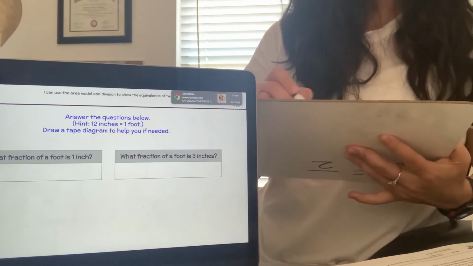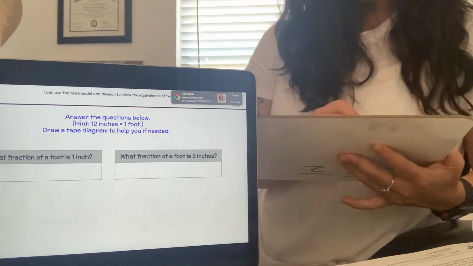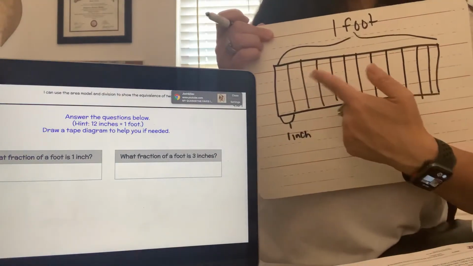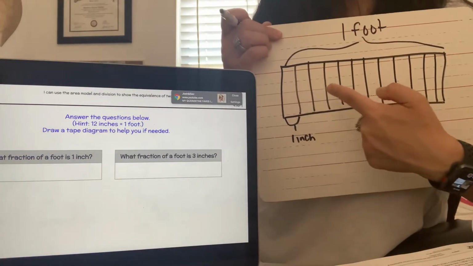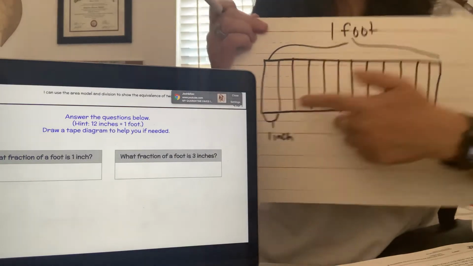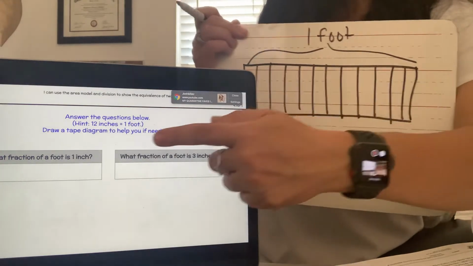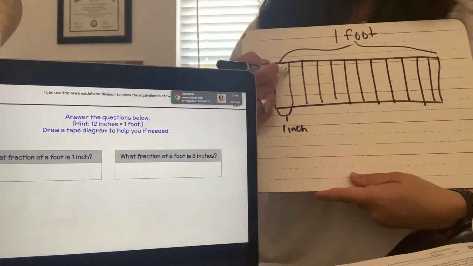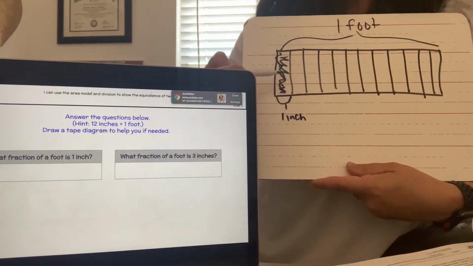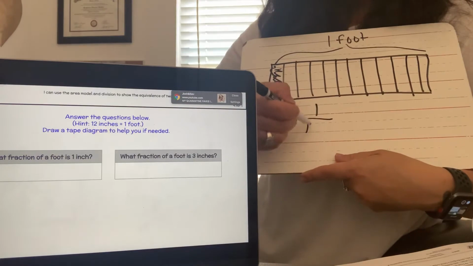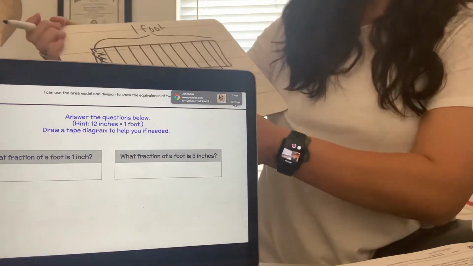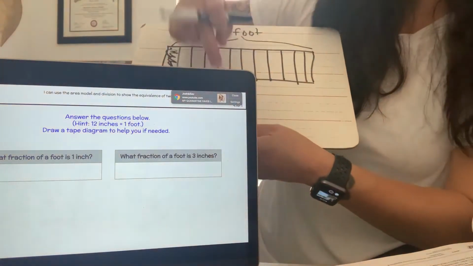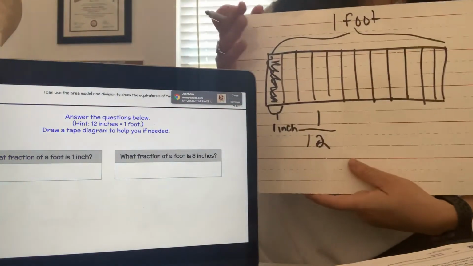All right, so I know that the entire thing is 1 foot. Each one of these is 1 inch, because we know that there's 12 inches in 1 foot, thanks to that hint they gave us. So what is the fraction if they're talking about 1 inch here? So we would say the fraction is 1 over 12. That's a funny looking 2, but it's hard to write upside down. So 1 over, let me fix it for you, 12, okay?